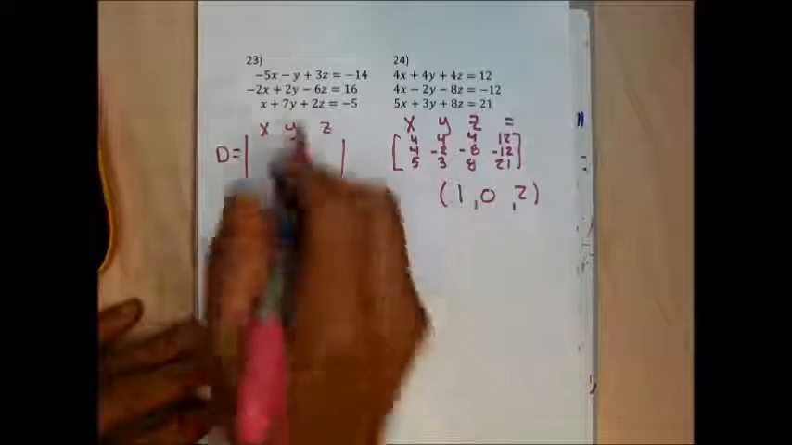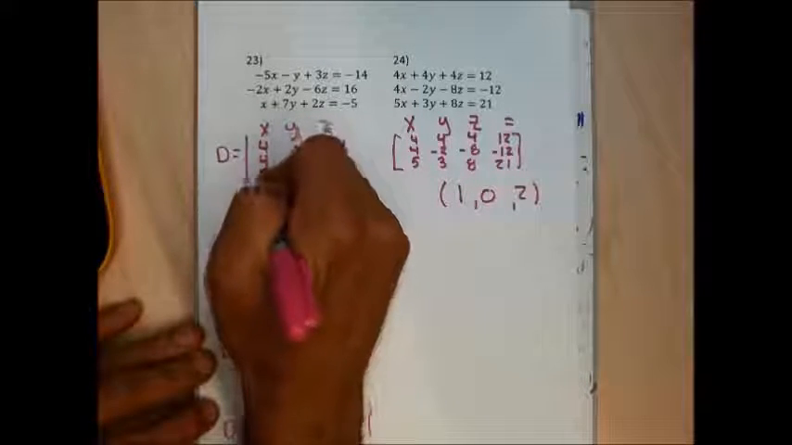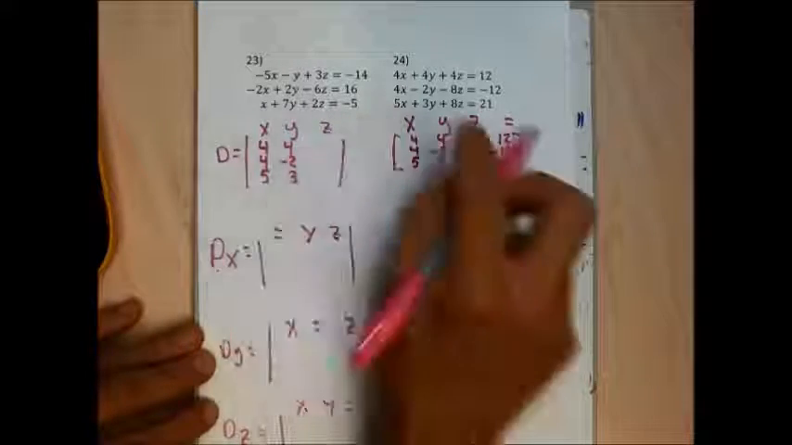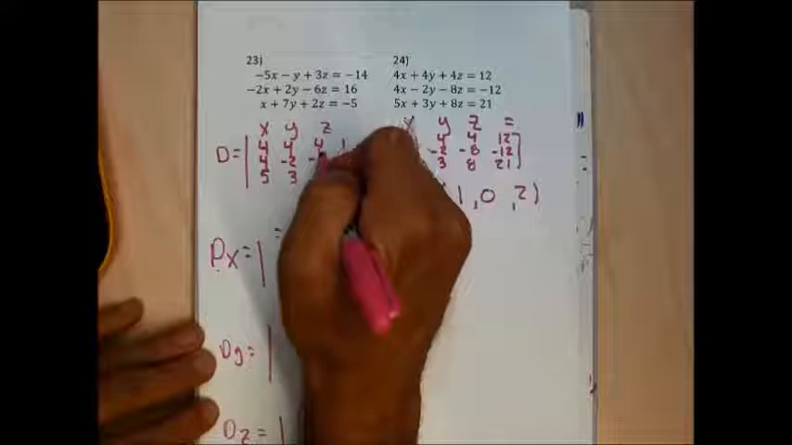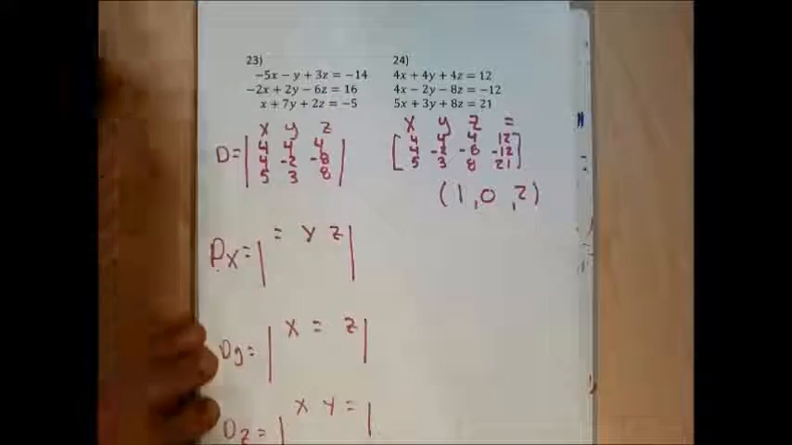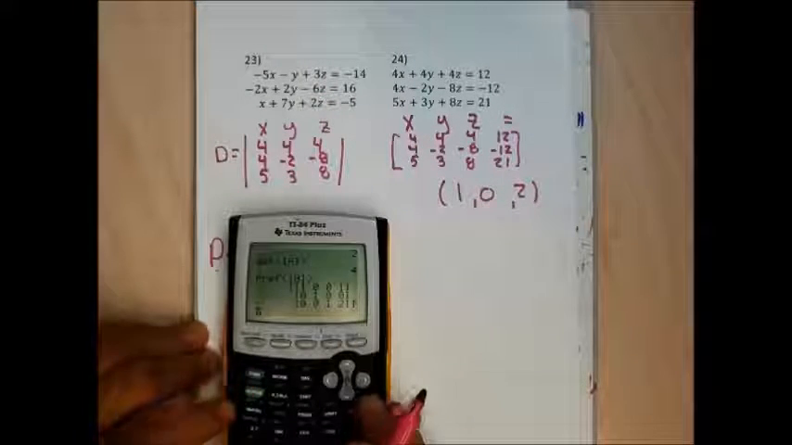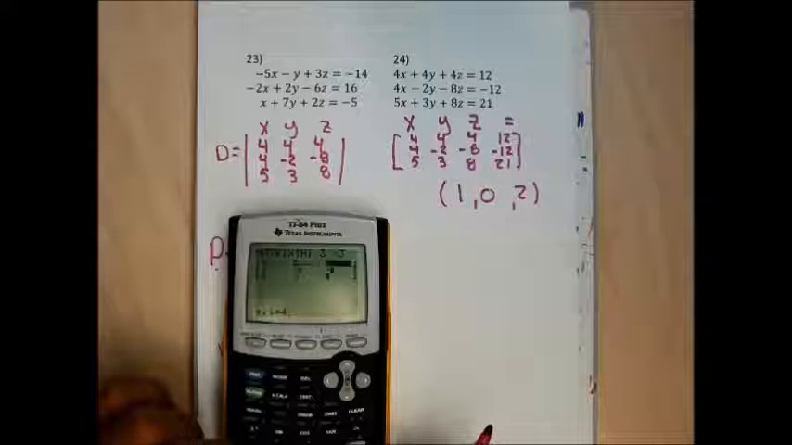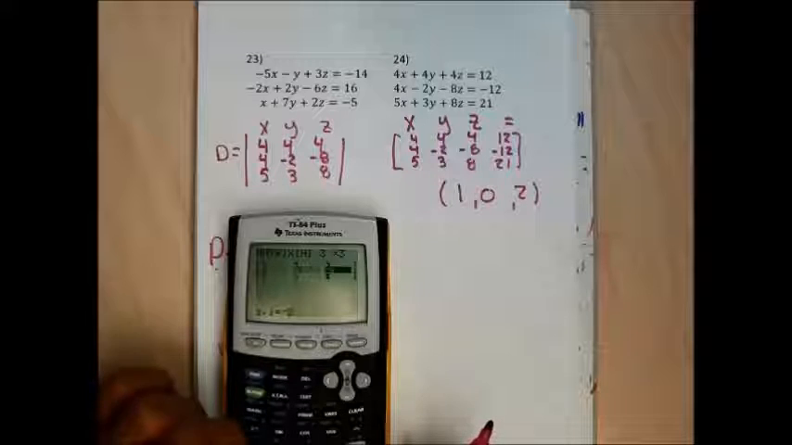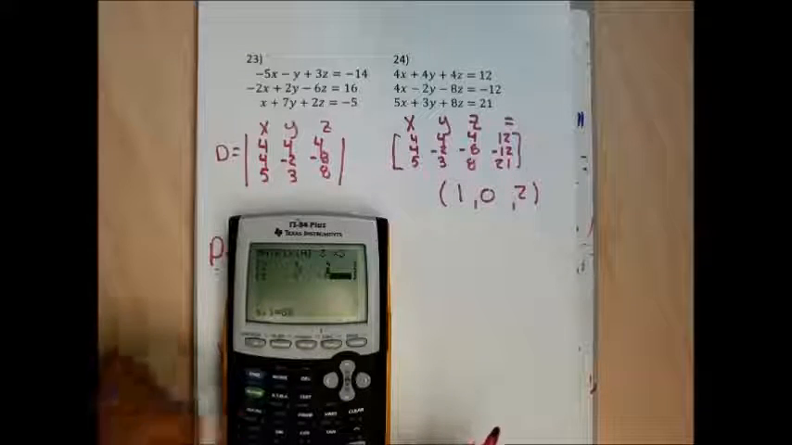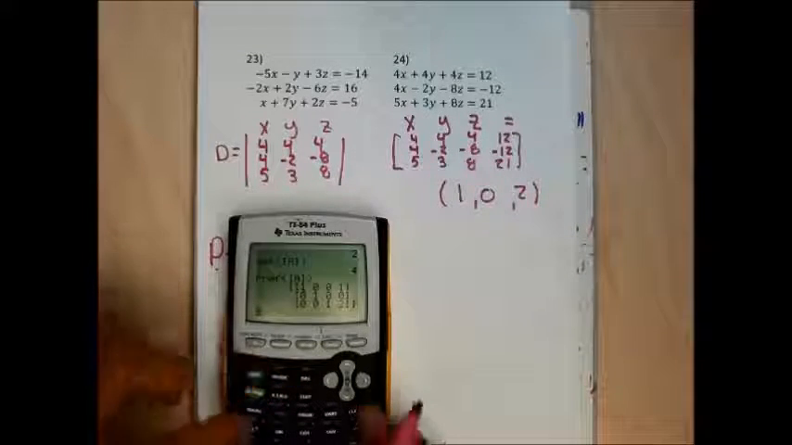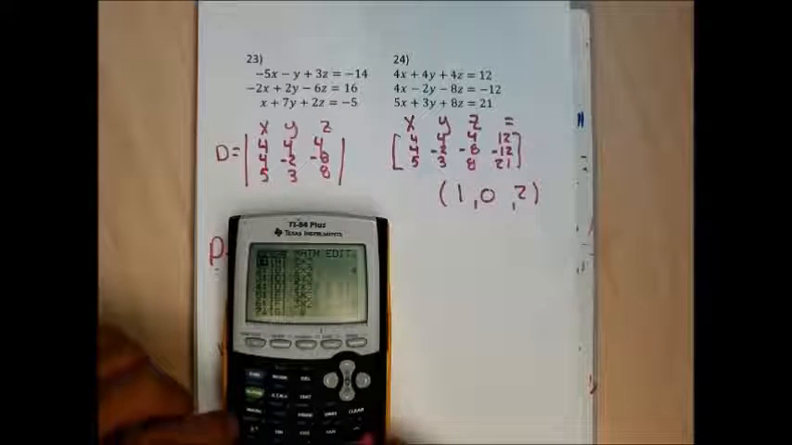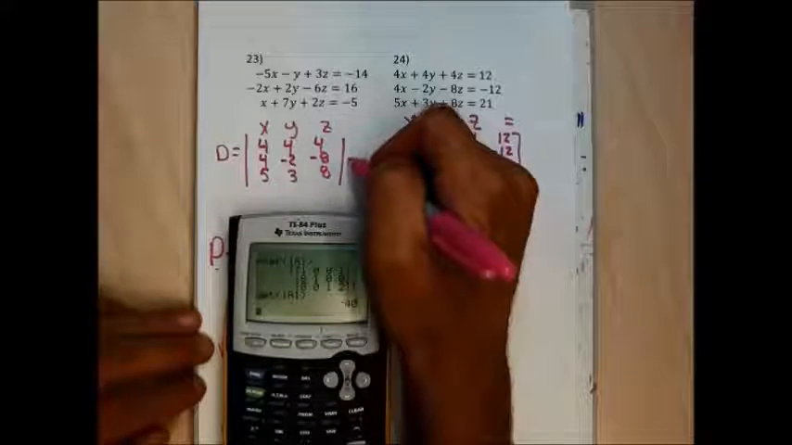So for D, I get the X's, 4, 4, 5. The Y's, 4, negative 2, 3. And the Z's, 4, negative 8, 8. Let me get that one done. So second matrix, edit, 3 by 3, 4, 4, 4, 4, negative 2, 8, 5, 3, 8. Second quit, second matrix math, enter, second matrix, enter. This is negative 40.